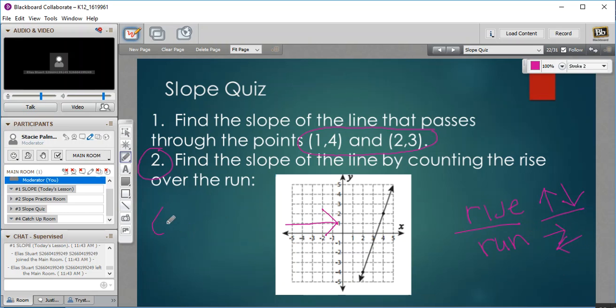With the 1, 4 and the 2, 3, label your points. This is the x of the first, the y of the first. This is the x of the second, the y of the second. And now all you need to do is plug into your formula. Go ahead and work on your quiz.